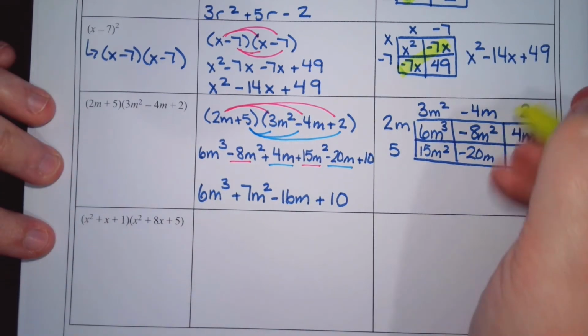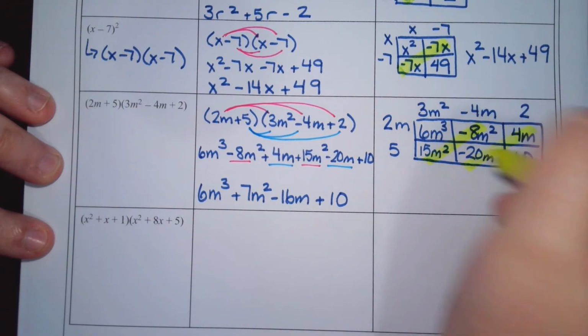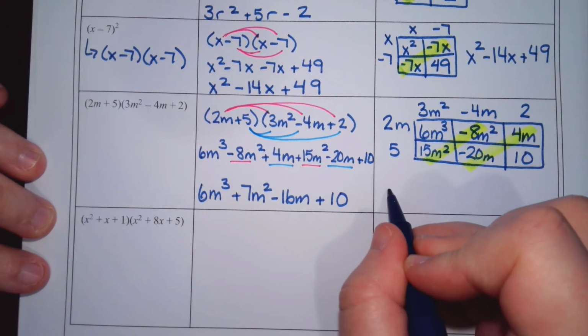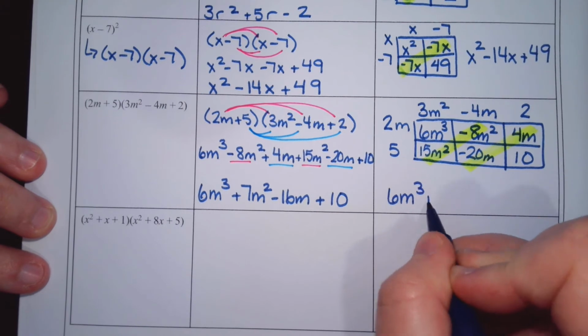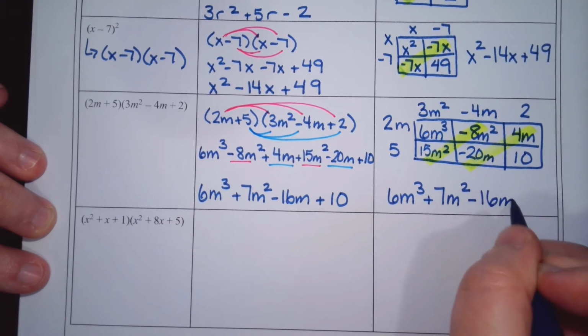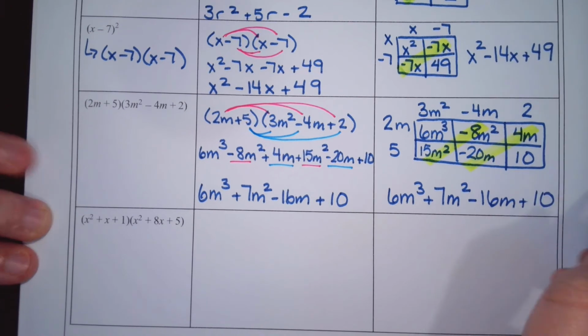And again, the diagonals are like terms. So you can combine like terms in one go. And again, we end up with 6m cubed plus 7m squared minus 16m plus 10.